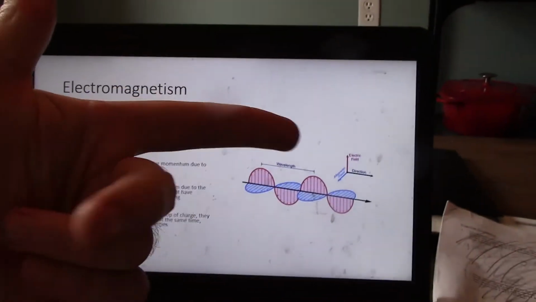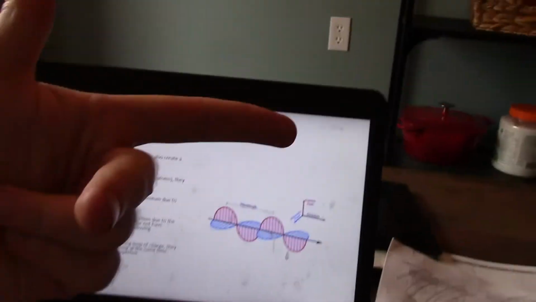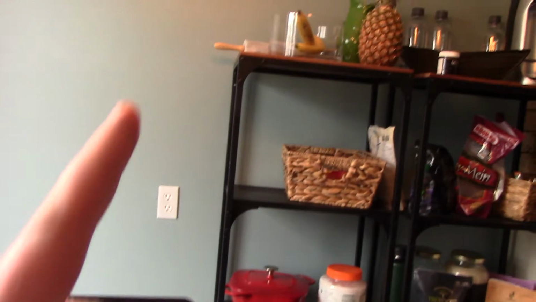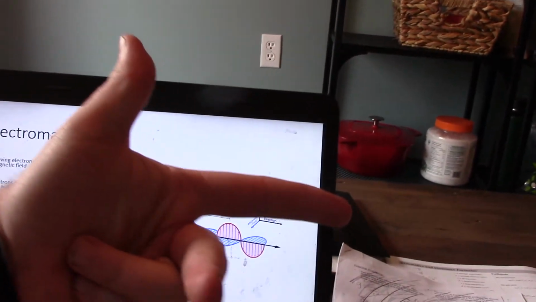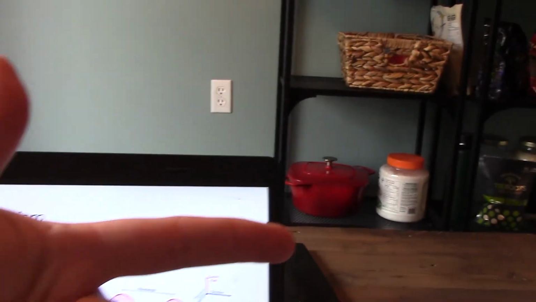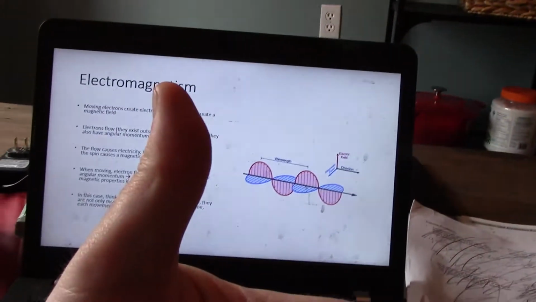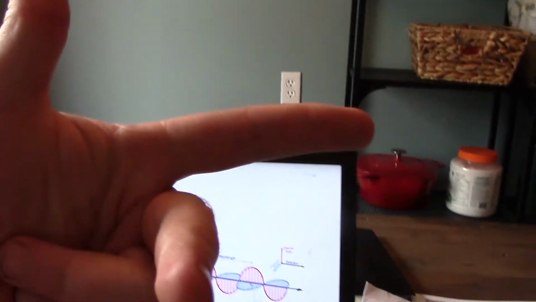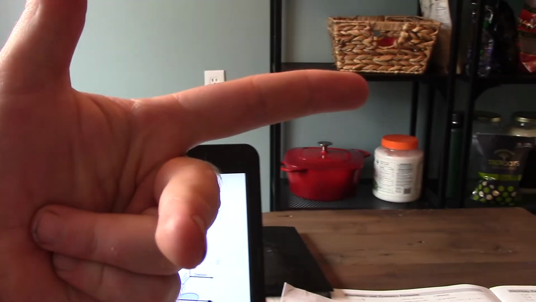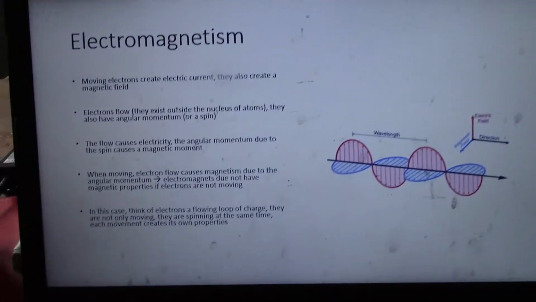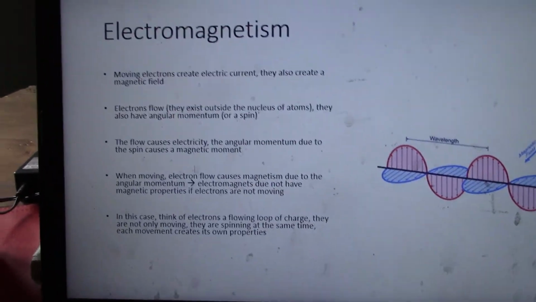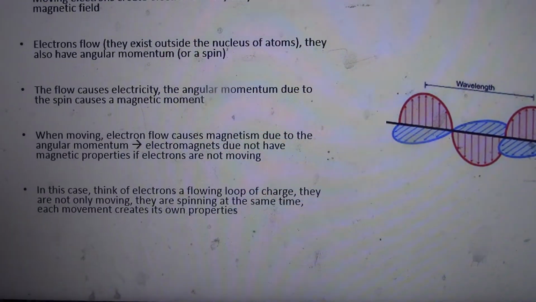This is called the left-hand rule. If you were to use your thumb, index finger and middle finger and move it like this, the direction of the movement would be my index finger. The electric field is my thumb, and the magnetic field is my middle finger. So this is all moving in this direction, but the electric field and the magnetic field are perpendicular to each other.